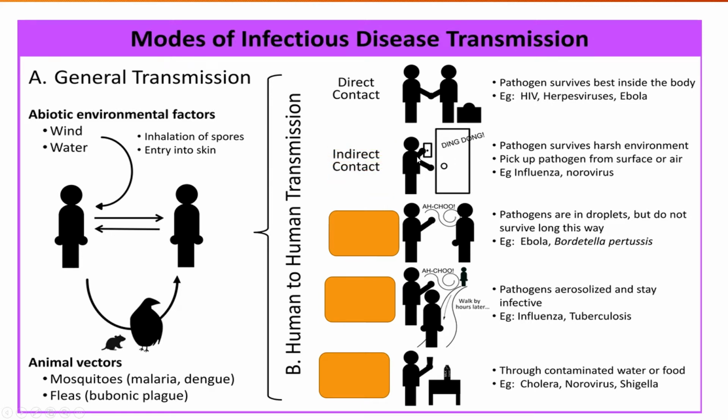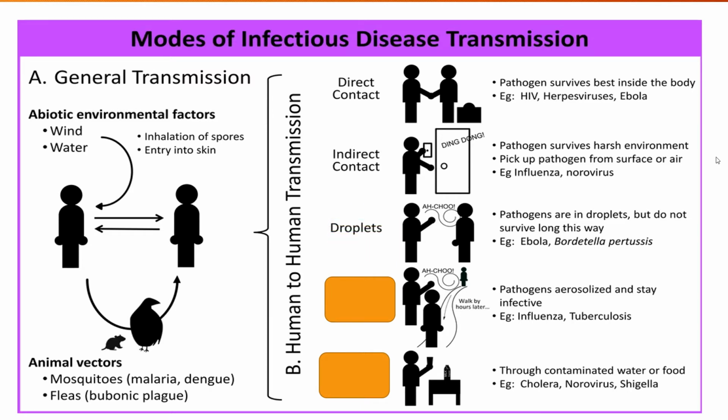Indirect contact. So maybe somebody touches a doorknob after coughing on their hand, and then you touch the doorknob after the fact. Pathogens can survive in a fairly harsh environment. You can pick it up from the surface or the air, things like the flu or norovirus.